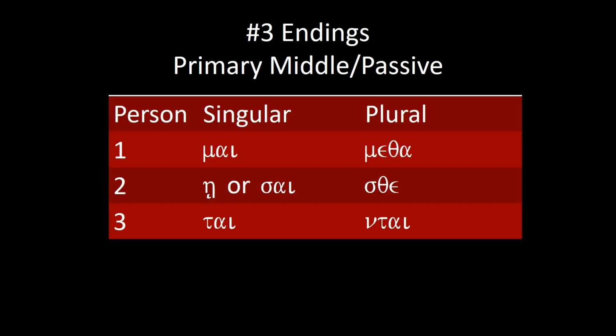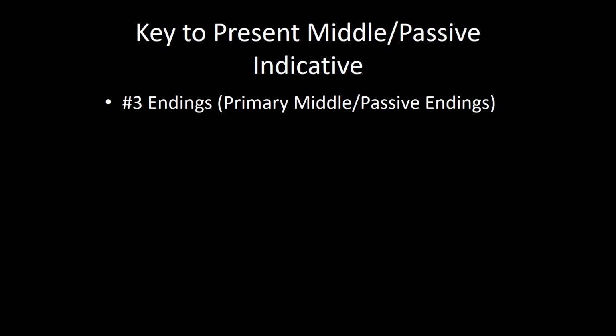We're going to use some new endings for passive voice. I call these the number 3 endings. These endings are actually the primary middle and passive endings, but we'll refer to them in shorthand as the number 3 endings. mai, ai, tai, metha, sthe, ntai. The key to the present, middle, or passive indicative is number 3 endings.